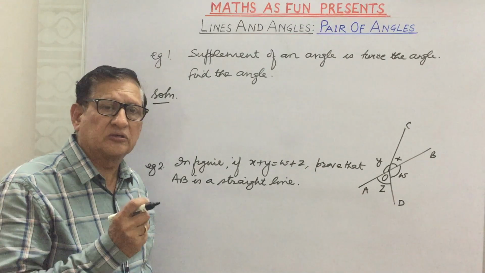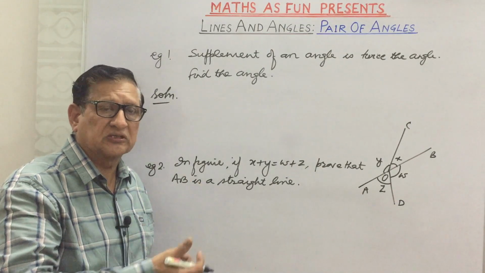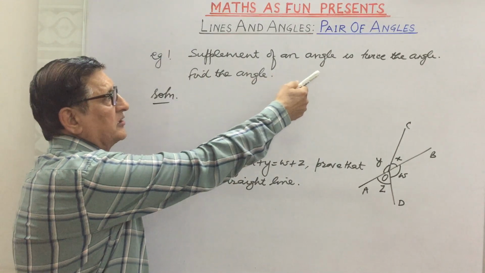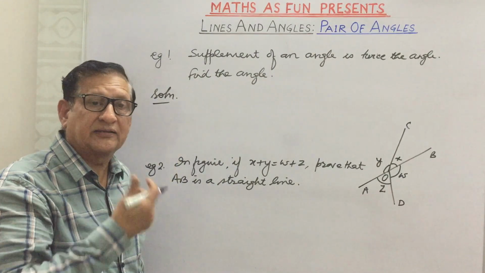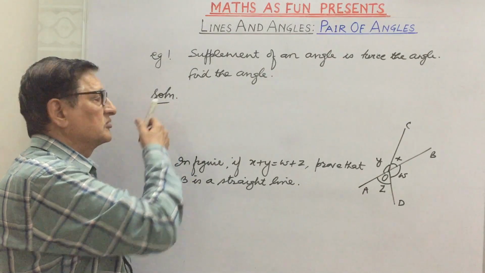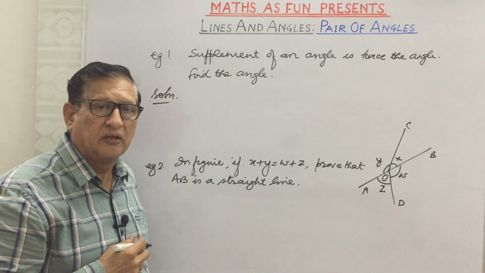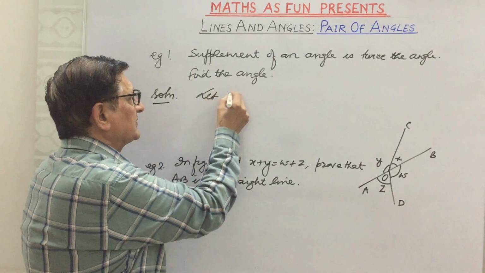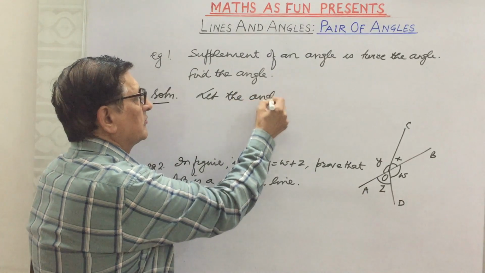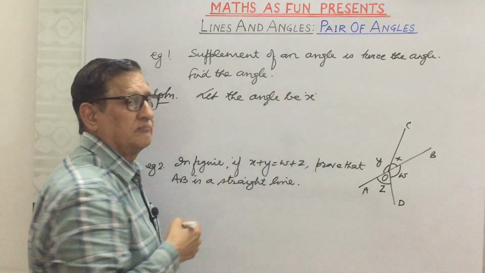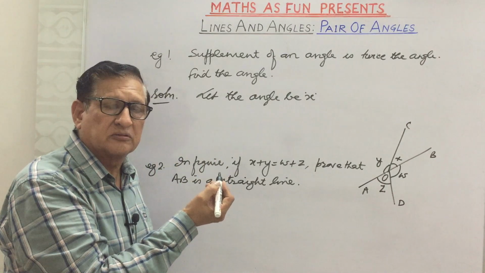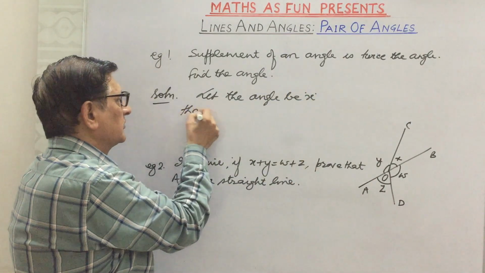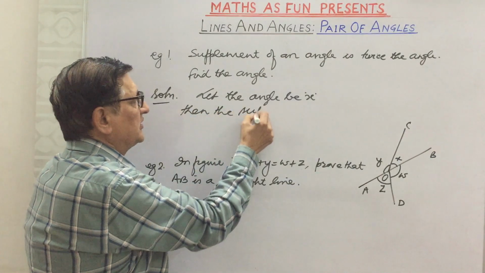Now we discuss some of the problems based on the concept we have learnt just now. The first one is: the supplement of an angle is twice the angle. Find the angle. What we do in the solution of this type of problem, we consider that angle to be x. So we can write, let the angle be x. Then what will be its supplement? It will be twice of this, meaning 2x.